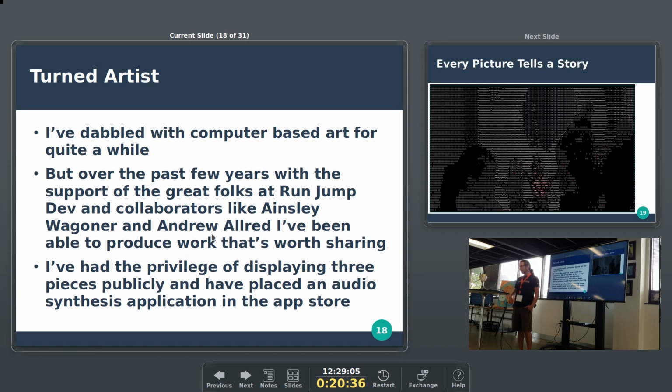The first time was through the support of Run Jump Dev. They're awesome, and I believe they have an exhibit up that you should definitely go check out. I think it's at the Downtown Arts Center. It's part of this conference, so definitely go check out the Run Jump Dev folks. They're awesome. They support a lot of cool stuff in town.